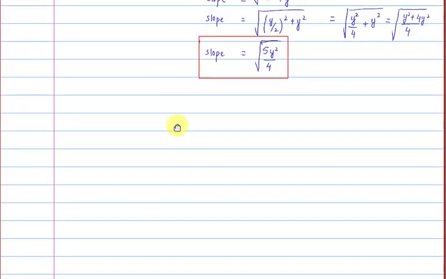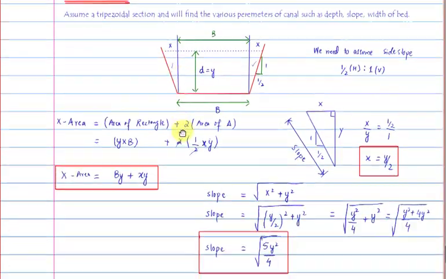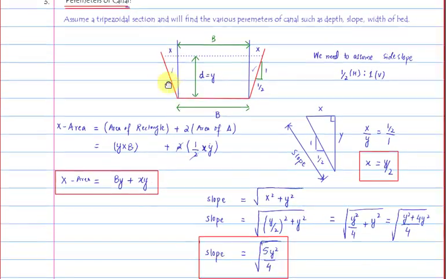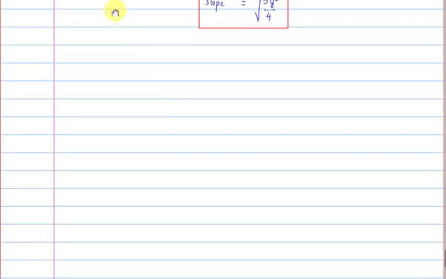This was our third step, right? In the third step, we found out the parameters of the canal. Now we are moving towards our fourth step. The fourth step is calculation of hydraulic radius, and we represent it with capital R.